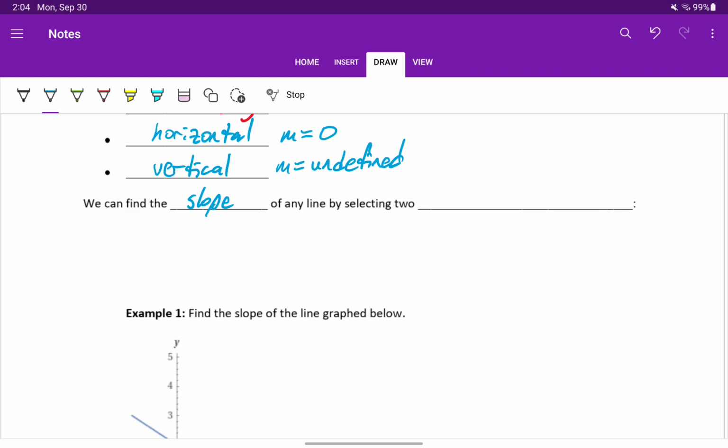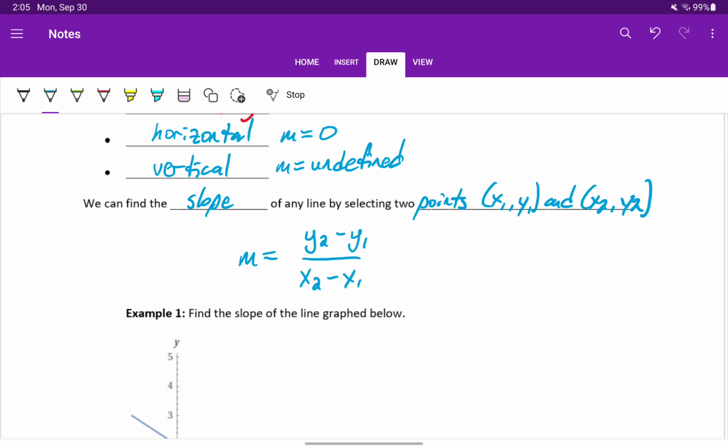If we're not given that equation in y equals mx plus b form, or if we're not given the equation at all, we can find the slope of a line by investigating its graph and identifying 2 points, x1, y1, and x2, y2. Once we know 2 points that our line passes through, we can plug those into the slope formula, which we evaluate by taking the difference of the y values divided by the difference of the x values.